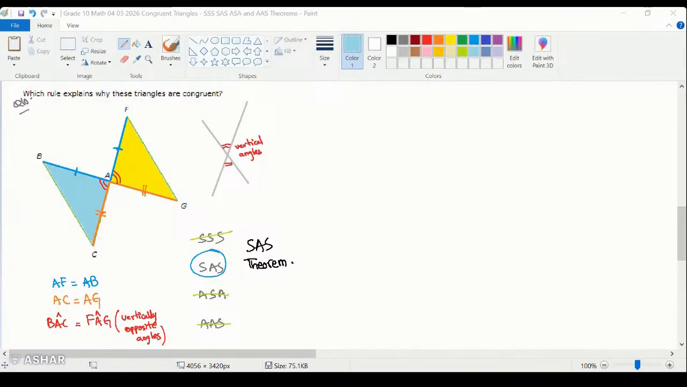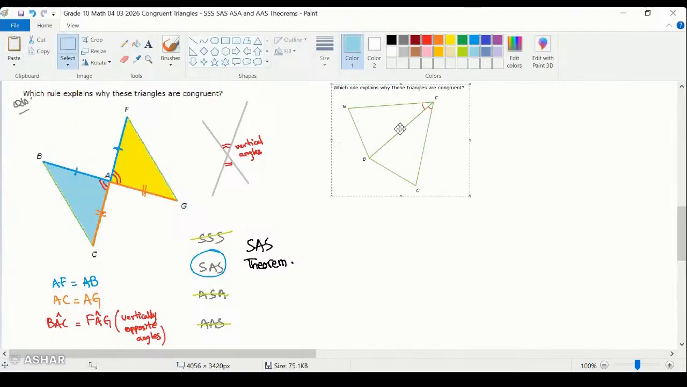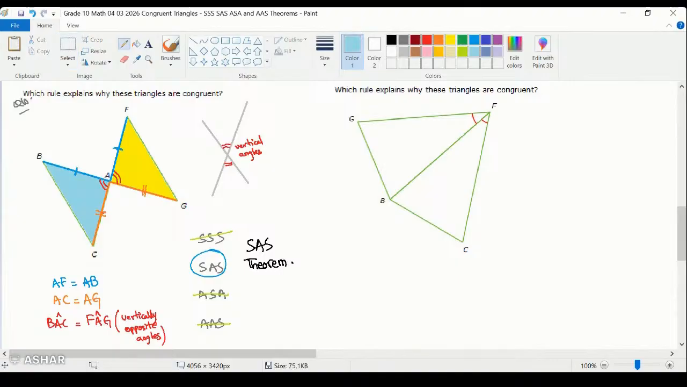Okay, let's try one more question, then we'll do the test. Which rule will explain to us whether these two triangles are congruent to each other or not? If they are, which rule? Question number 11 says that the angle given over here equals this angle. So we can say angle GFB equals BFC. Do we have any other information?